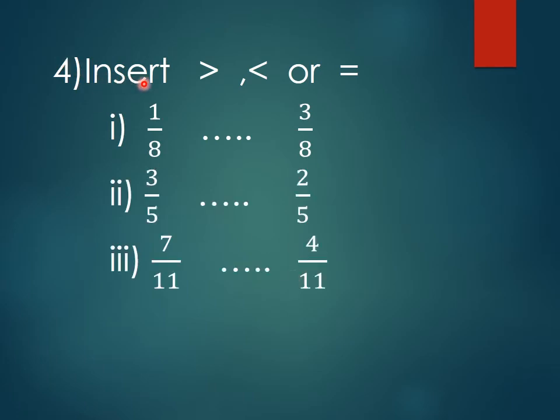Fourth one, insert a suitable symbol. Now in these three sums, the denominators are equal, the numerators are different. Then we know that if the denominators are equal, the fraction which has the large numerator is the larger fraction.